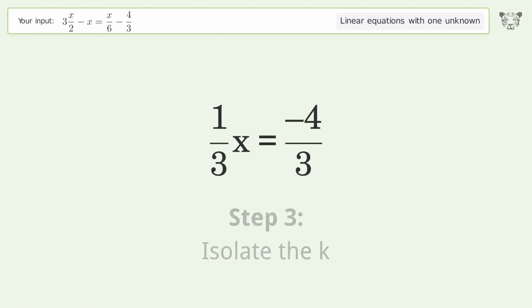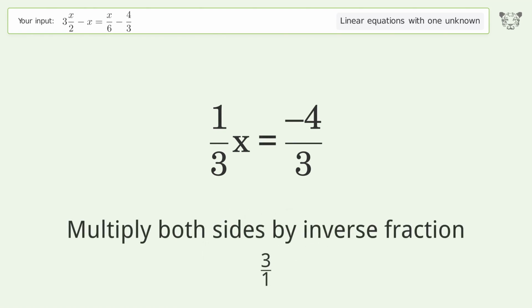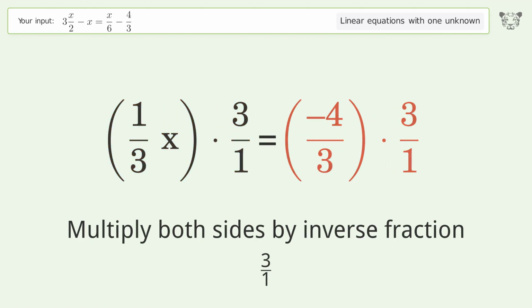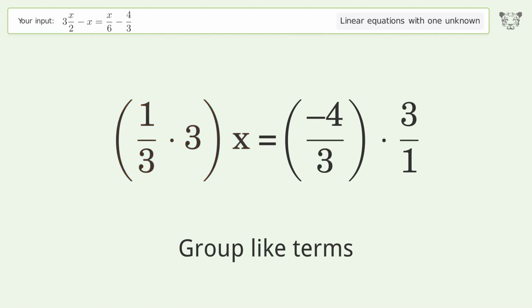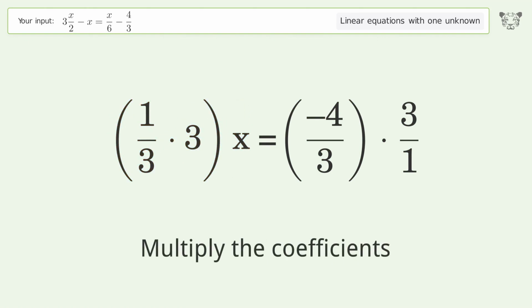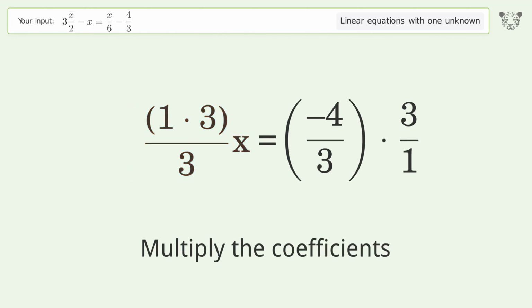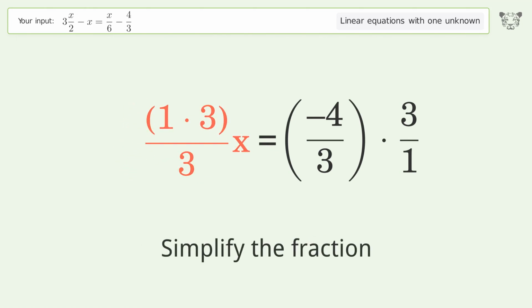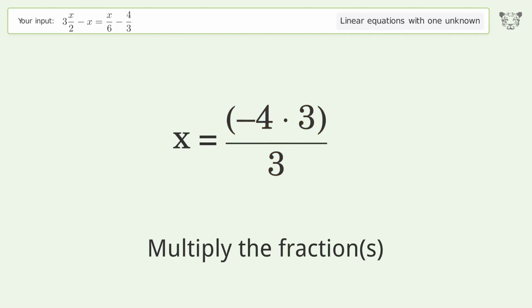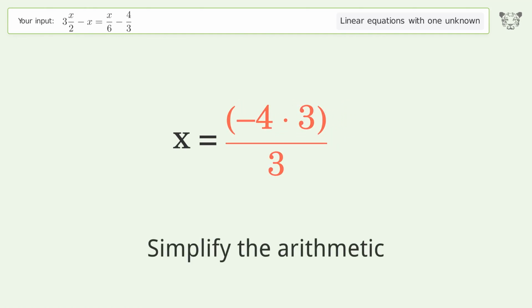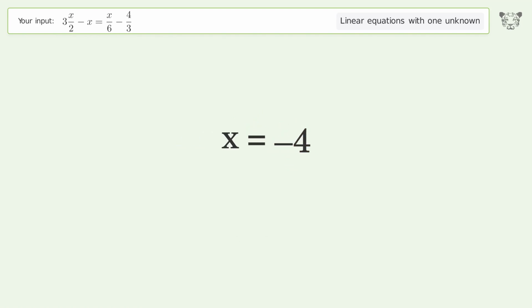Isolate the k. Multiply both sides by inverse fraction 3/1. Group like terms. Multiply the coefficients. Simplify the fraction. Multiply the fractions. Simplify the arithmetic. And so the final result is x equals -4.